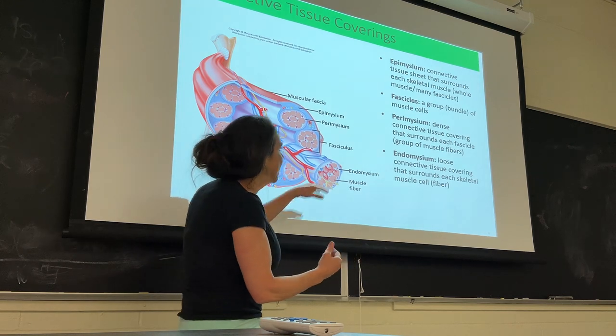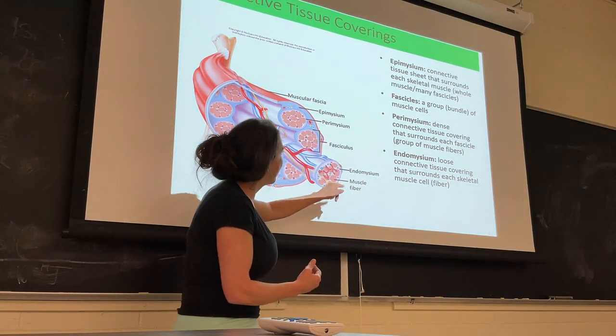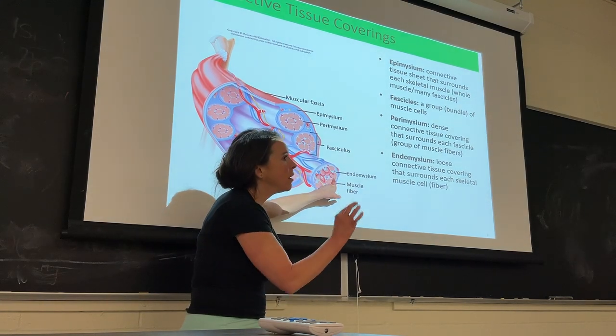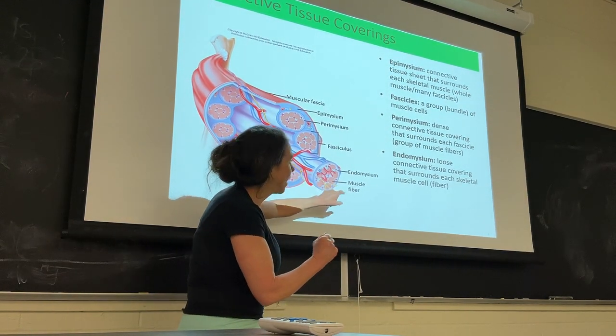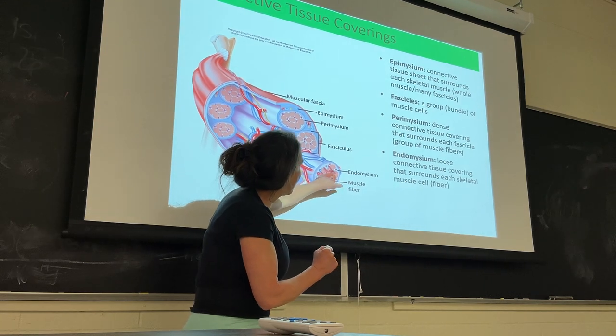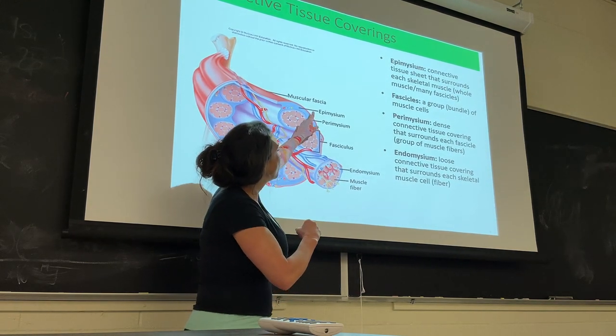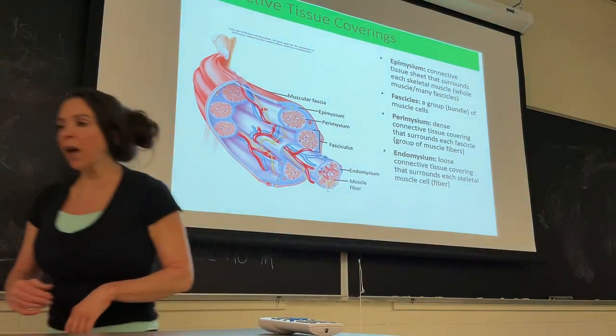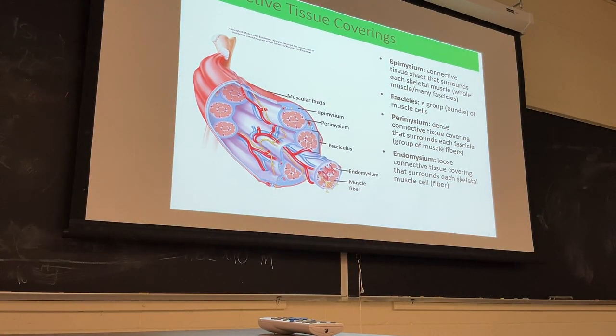Then we get even deeper. We have the endomysium here, which is going to cover each individual muscle fiber, okay? Those muscle fibers right there. We get even deeper. So know this three layering system, okay? We went over that on Monday. Moving on.